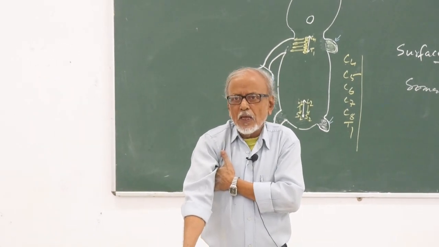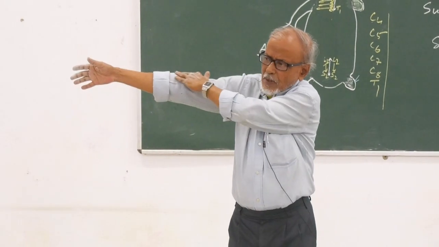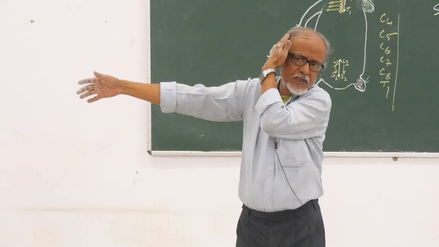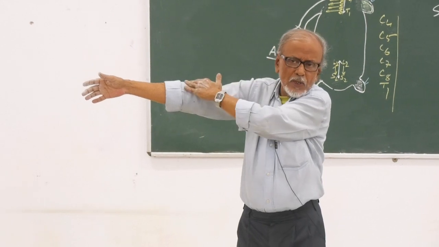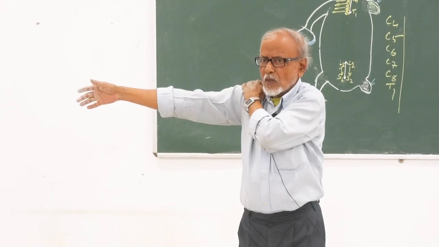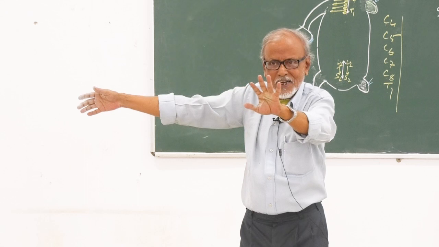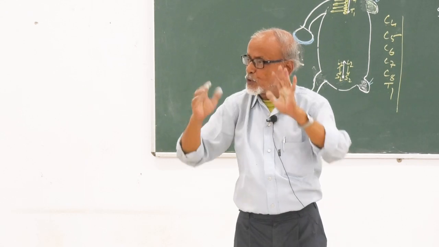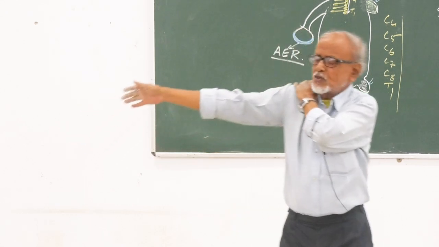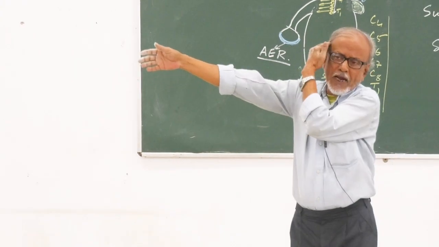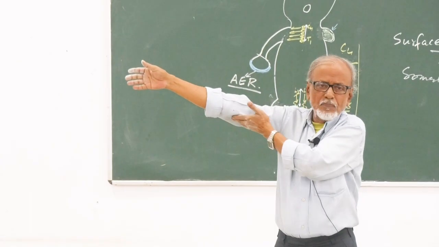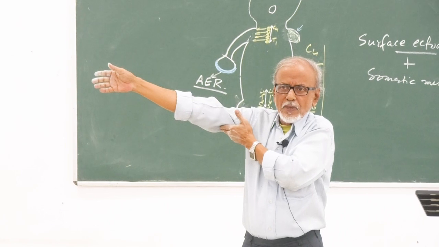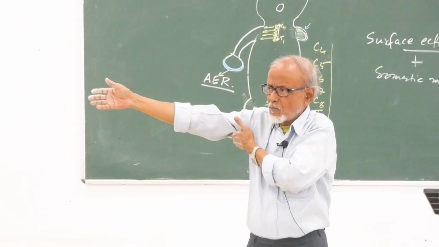Now when it turns down like this, this border becomes this one. This border is more towards the head, so this is the cranial border, closer to the head, and this border is the caudal border, away from the head.